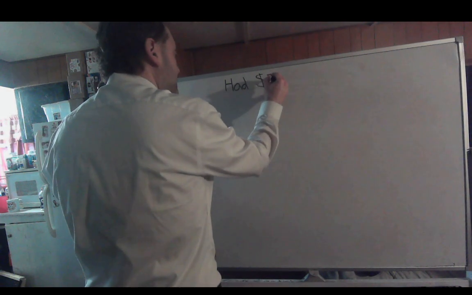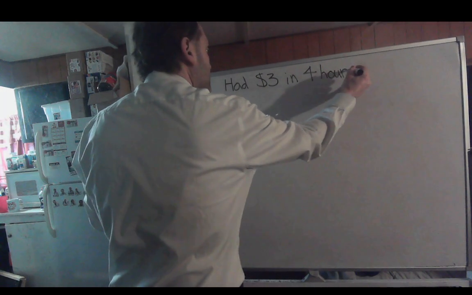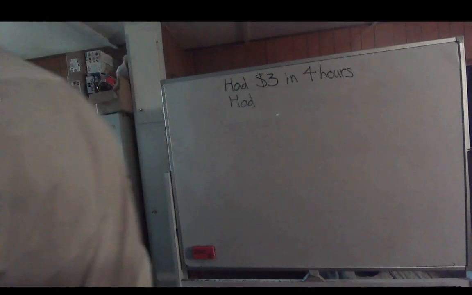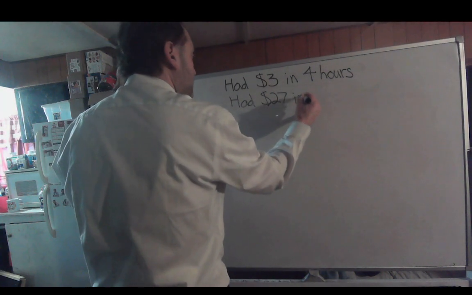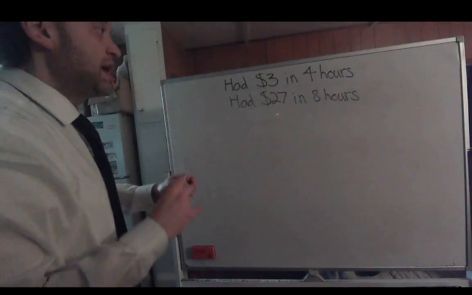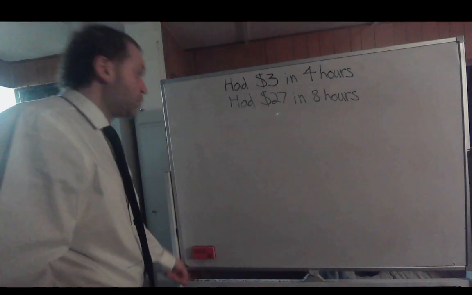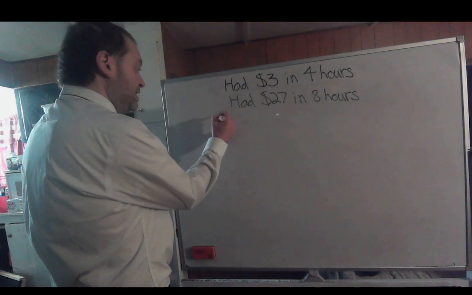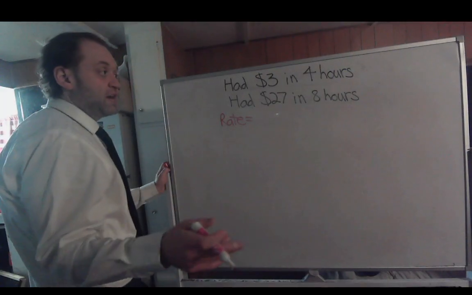Had $3 in 4 hours. Then I had $27 in 8 hours. So this is going to be calculating a rate of change. We want to figure out the change in dollars per hour. That's what we want to figure out. So it's a lot like slope, right? To find your rate of change, to find the rate, you're going to figure this out in dollars per hour.